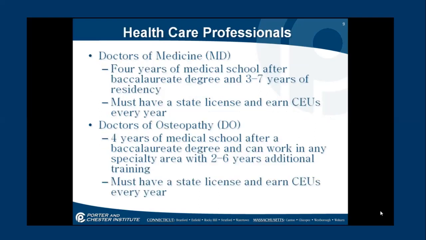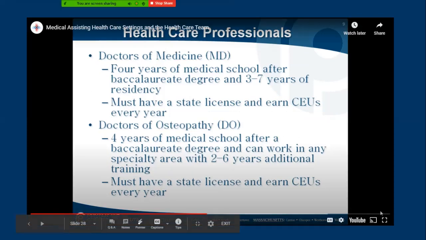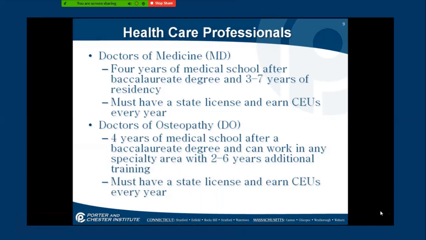A Doctor of Medicine requires 4 years of medical school after a bachelor's degree, and then an additional 3 to 7 years of residency. You must have a state license and earn CEUs every year. A Doctor of Osteopathy is 4 years of medical school after a bachelor's degree and can work in any specialty area after 2 to 6 additional years of training. You must have a state license and earn CEUs every year as well.